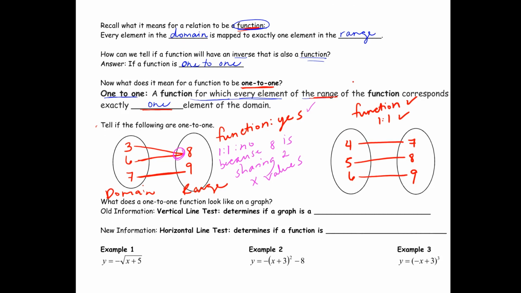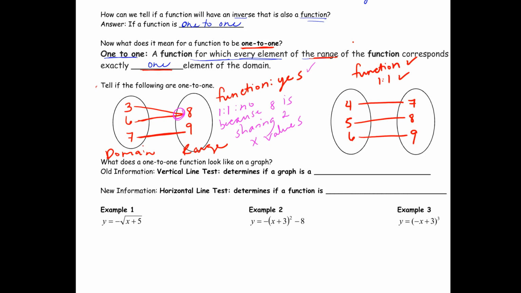Now, graphically, let's just review. Graphically, we can take a look very quickly at a function and see, is it one-to-one? First of all, think about the old information. The vertical line test was used to determine if a graph is a what? Is a function. This new information, the horizontal line test, determines if a function is one-to-one. So if you want to write out those words one-to-one, that's fine. It's the same exact thing. It's just either written out sometimes or sometimes it's just given with the 1:1.